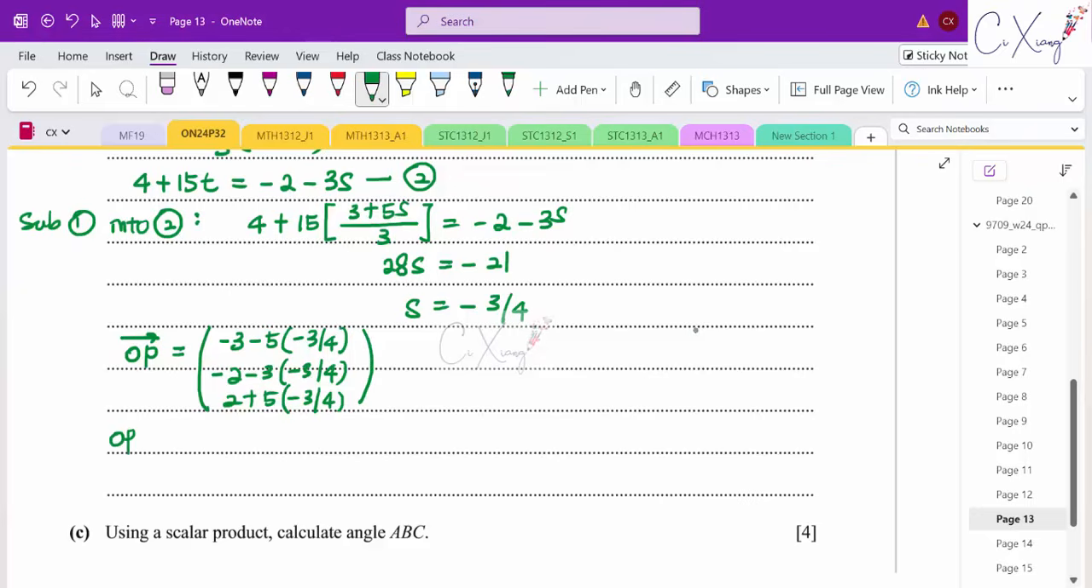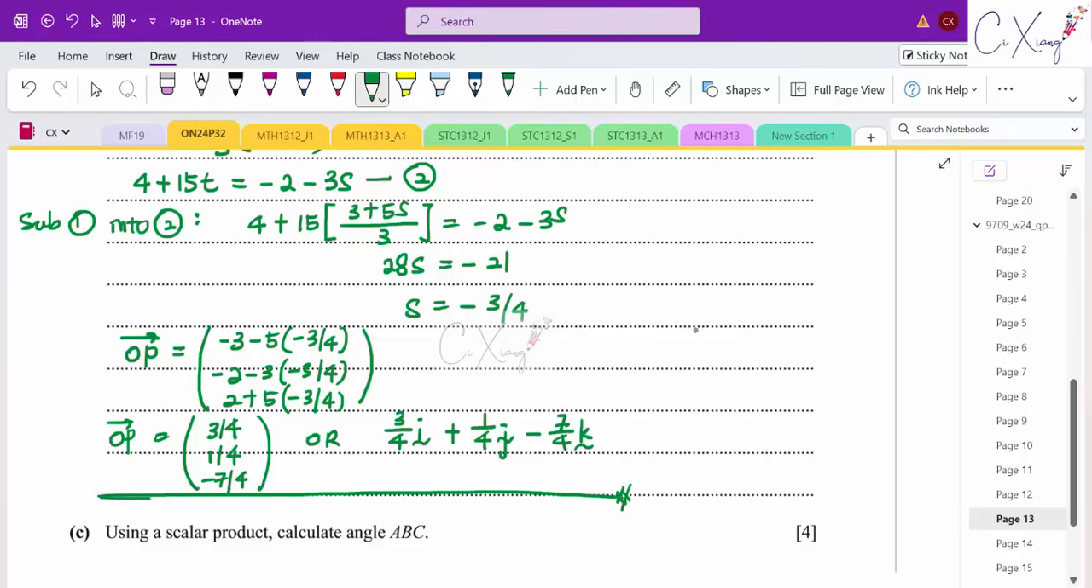Okay, then let's try to simplify it. By right, you'll be having 3 over 4, 1 over 4, and negative 7 over 4. You can keep your answer in the column vector form, or if you want, you can make it become the ijk form, where it should be 3 over 4 i plus 1 over 4 j, then minus 7 over 4 k. Right, so this is what we have for our part B.